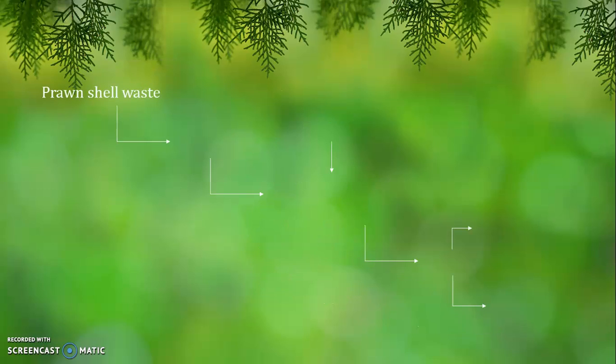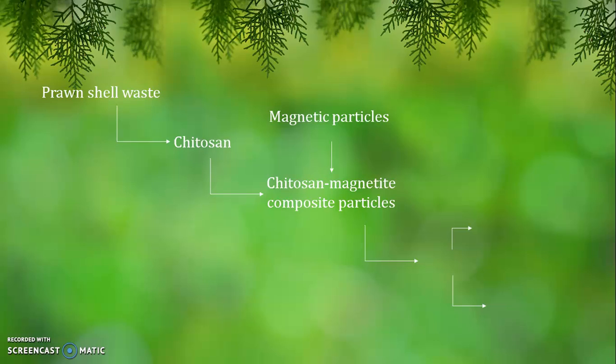The process flow will be started with prawn shell waste. Later on, the chitosan will be extracted out from the prawn shell waste, then cross-linked together with magnetic particles to produce the Chitosan-Magnetite composite particles. These composite particles act as coagulant. This coagulant will be used to treat the POME. The coagulant will absorb all the suspended solids together, and at last, water and suspended solids remain. The water will be recycled back or recovered back in the process.